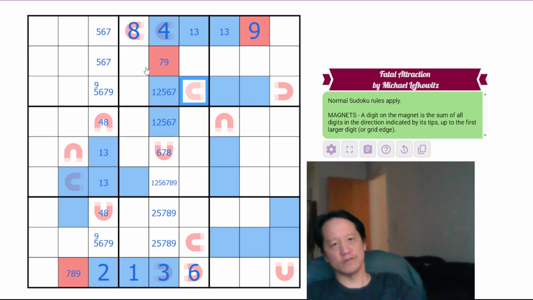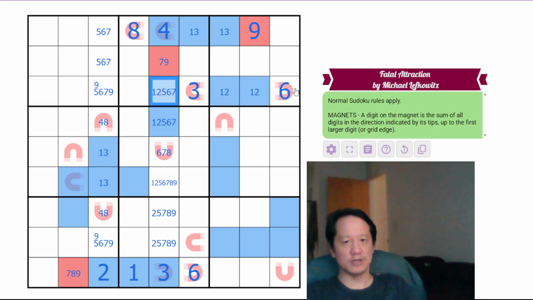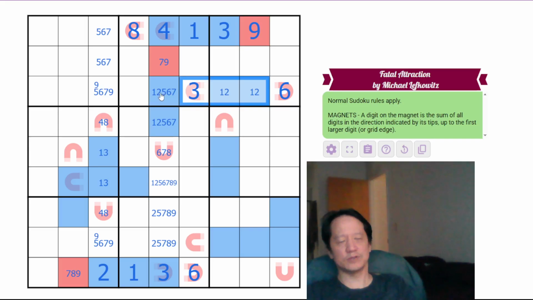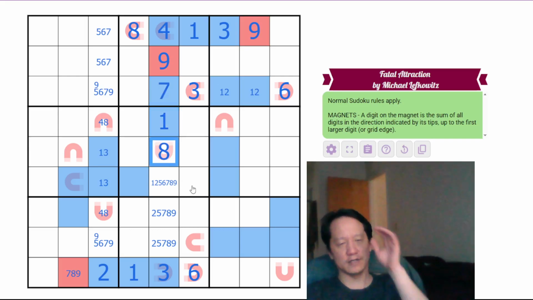So this is 3 or 4, cannot be 4, so this is 3, this is 6, this is 1, 2 as a pair. This has to be greater than that cell. So that's how we work. So then this is 3, this is 1, that works there. This is 6 plus 1, 2, and 3. This has to be greater than 6, it's 7, which makes this 9. 7 and 1 are here. That adds up to 8.